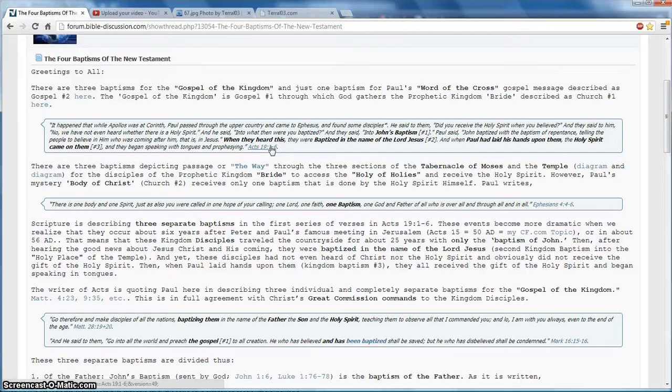The writer of Acts is quoting Paul here and describing three individual and completely separate baptisms for the gospel of the kingdom. This is in full agreement with Christ's great commission commands to kingdom disciples. He says, "Go therefore and make disciples of all the nations, baptizing them in the name of the Father and the Son and the Holy Spirit, teaching them to observe all that I commanded you. And lo, I am with you always and to the end of the age."